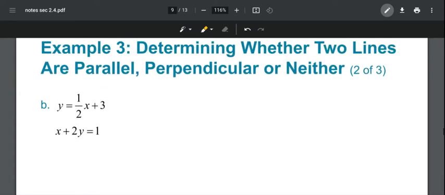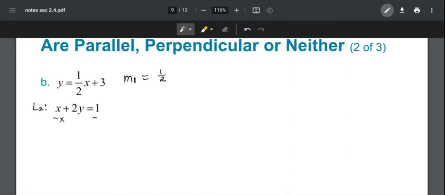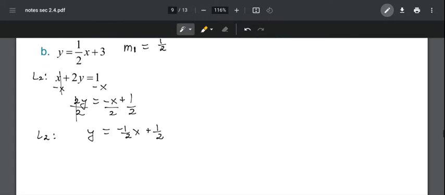Okay, we'll do example B. So here the slope of line 1, this equation is already in slope-intercept form. So the slope of line 1, m1, is equal to 1/2. And equation 2, I'm going to rewrite in slope-intercept form. So let's subtract x from both sides. We're getting 2y equal negative x plus 1. Divide each by 2, and we're getting that y is equal to negative 1/2 x plus 1/2. So this is the equation of line 2 in slope-intercept form, and I see that slope 2 is equal to negative 1/2.